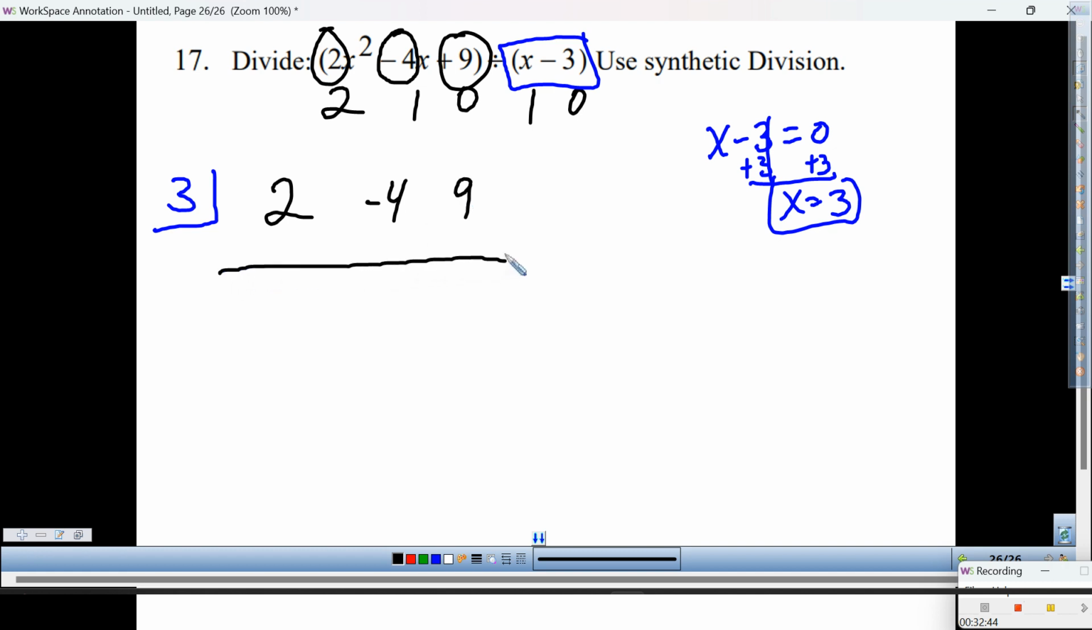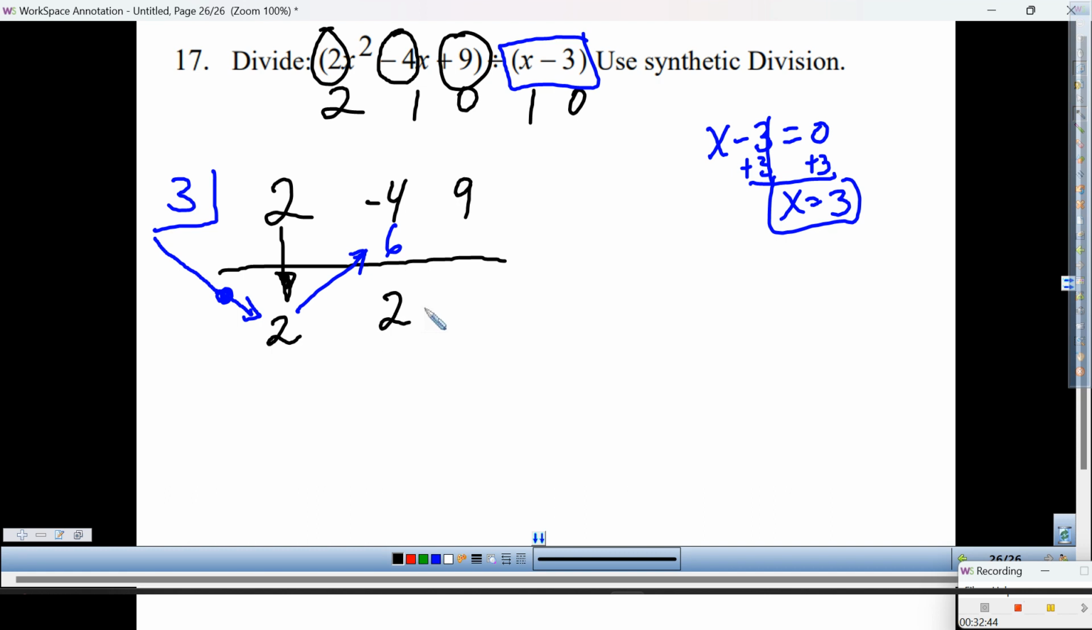You guys remember these, yes? Oh, yeah. Love these, Mr. Q. All right, so bring down the first term, which is the 2 below the line. All right, so here we go. We start multiplying. So I'm going to take the 3, multiply times 2, and the answer goes above the line over here. So what is 3 times 2? 6, and now combine. 6 minus 4 is 2.